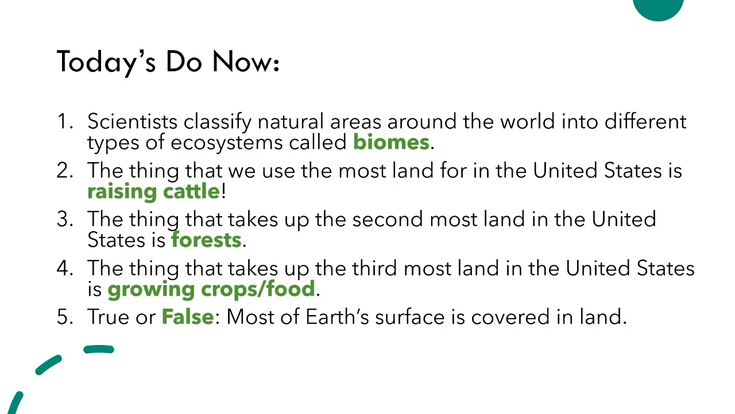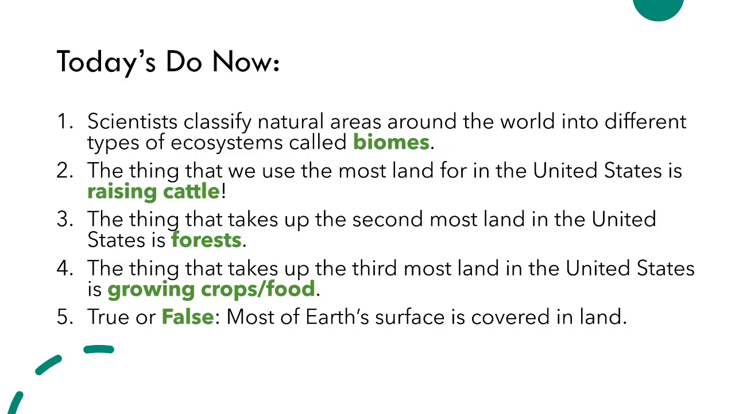Number 2, the thing that we use the most land for in the United States is raising cattle. More than anything else, if you traveled all around the United States, the number one thing you would see is big fields of grass with cows roaming around them. Number 3, the thing that takes up the second most land in the United States is forests, which is some good news for those of you who love plants and animals and nature. Number 4, the thing that takes up the third most land in the United States is growing crops and food.